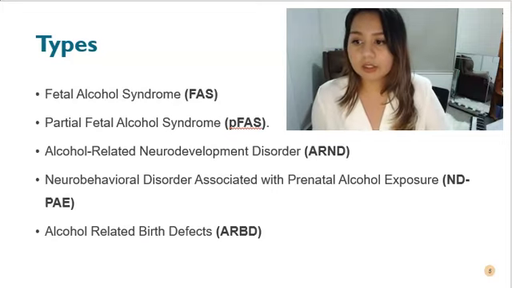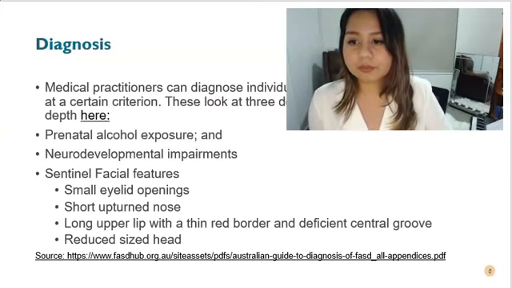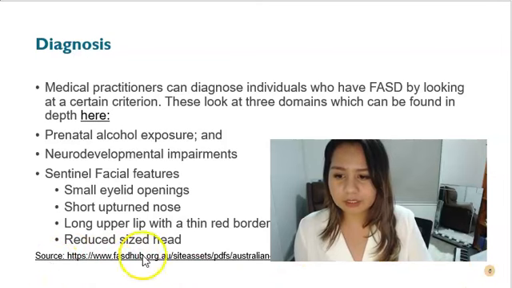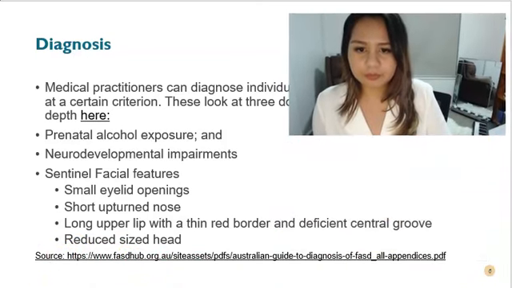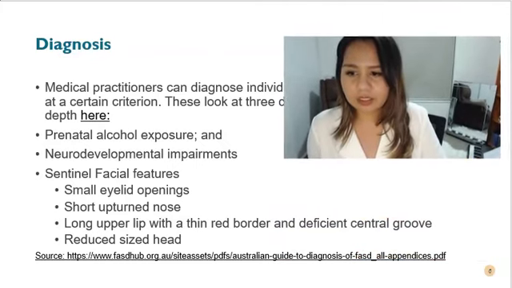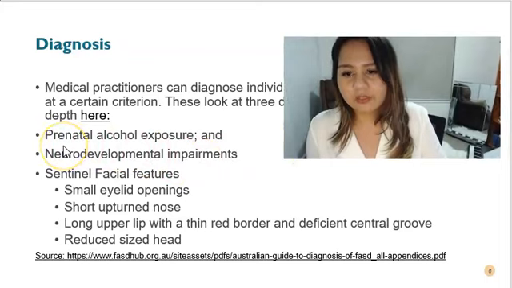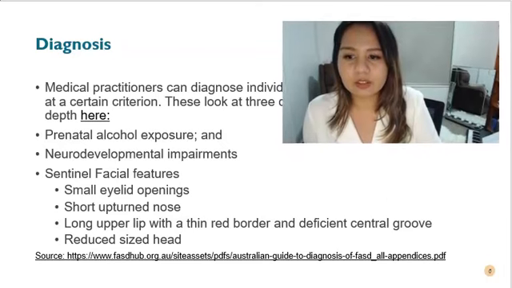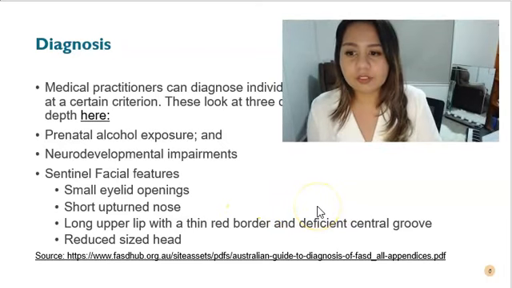Let's go to diagnosis. Medical practitioners can diagnose individuals who have FASD by looking at a certain criterion. There's a lot more on this website here, FASD Hub, if you want to do a lot of reading. The main domains that they look at are, one, if they have confirmed evidence of prenatal alcohol exposure, and if they have a range of neurodevelopmental impairments, which I have listed as we've gone along, and the physical facial features.